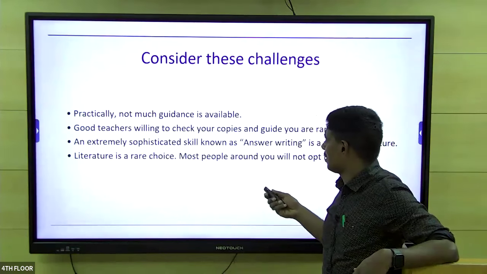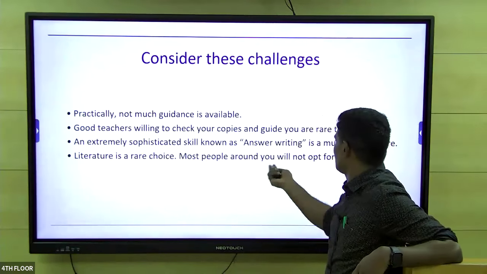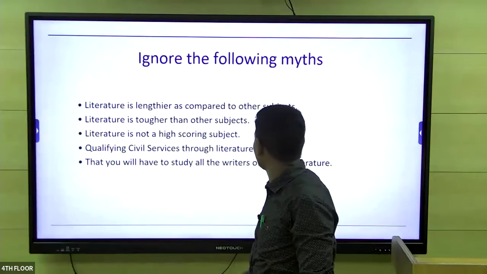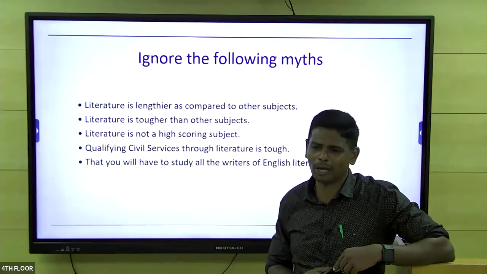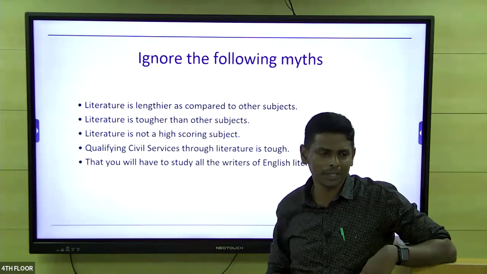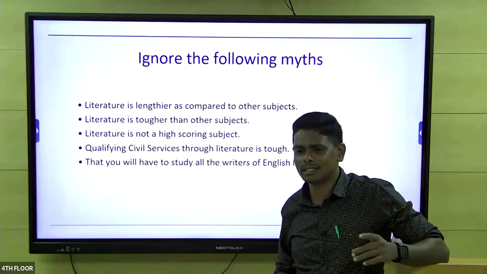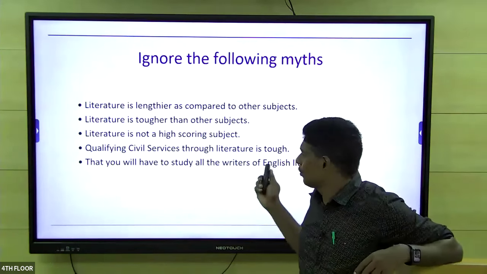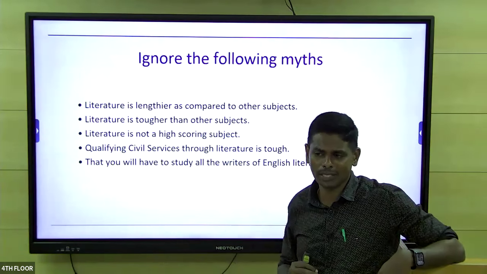Consider these challenges: practically not much guidance is available, and good teachers willing to check your copies are rare. Ignore the following myth: literature is lengthier compared to other subjects. No, definitely not. If you ask me, any other standard subject that you are willing to take will take much longer, at least a minimum of 3 to 3.5 months.